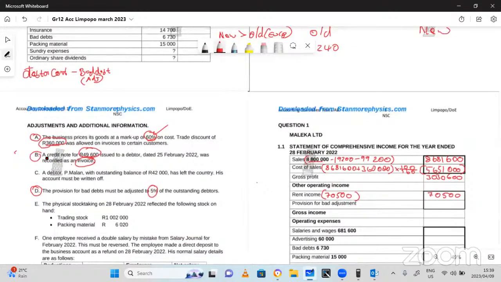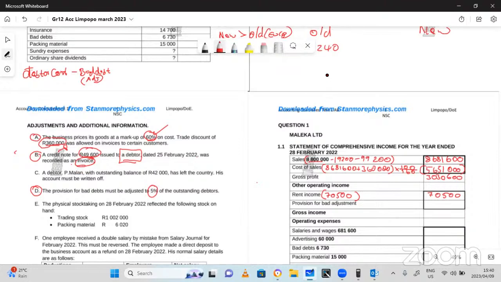In transaction B, we were told that a trade note, remember, we issue a trade note when a debtor is returning stock, is affecting our debtors. So the only thing that we need to check is whether this transaction is affecting our debtors positively or negatively. That's what we need to check. So you need to analyze this transaction very well. Okay, now what is happening here? A trade note for 49,600 issued to a debtor dated 25 February was recorded as an invoice.